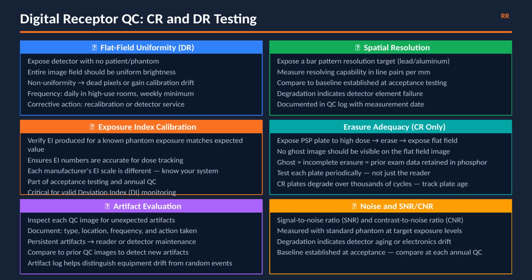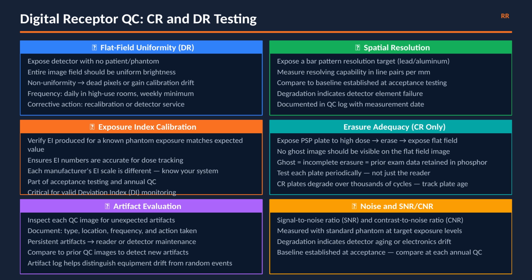Six digital receptor QC tests, four apply to both CR and DR, two are specific to each system. Flat field uniformity, DR only. Expose the detector with no patient or phantom in the beam. The entire image should display uniform brightness. Non-uniformity, bright or dark areas, indicates dead detector elements or gain calibration drift. Frequency, daily in high-use rooms, weekly minimum.